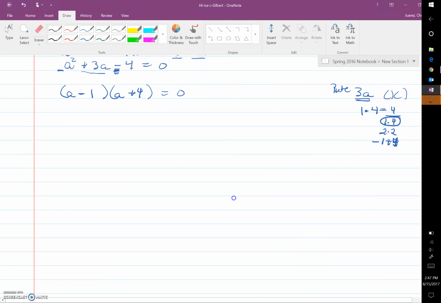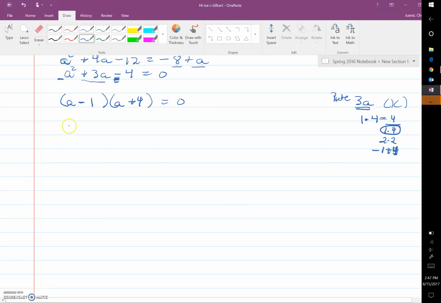And now I have two factors, and so I can just set each factor equal to 0 and solve. So here I'm going to add a 1 to each side. Here I'm going to subtract a 4, and so I get a equals negative 4 or 1. Let's just check these real quick.